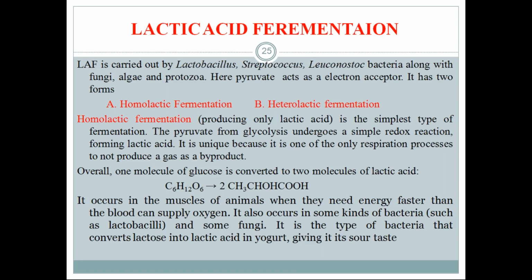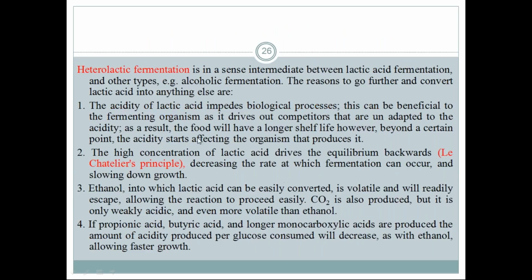First understand what is homolactic. Homolactic fermentation means there is a production of only lactic acid. There is no byproduct. That is why this fermentation is known as homolactic fermentation. Heterolactic fermentation means there is a production of lactic acid as well as other byproducts. That is why this is known as heterolactic fermentation.